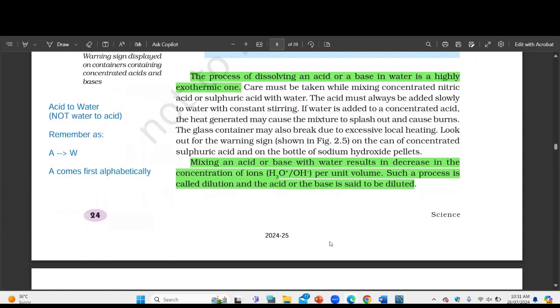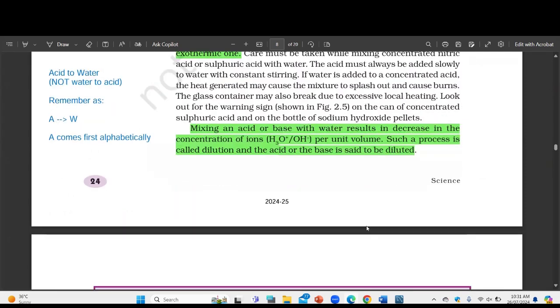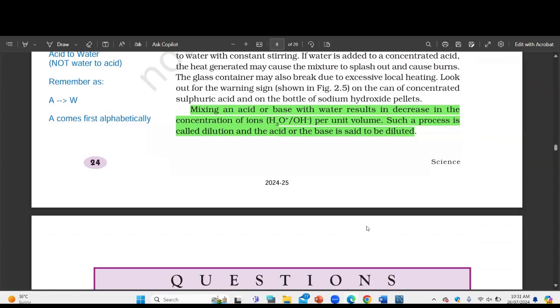And also, during the process of dilution, whether it is an acid or base, the concentration of H plus or OH minus ions reduces per unit volume. This process is called dilution, and then the acid or base is said to be diluted.